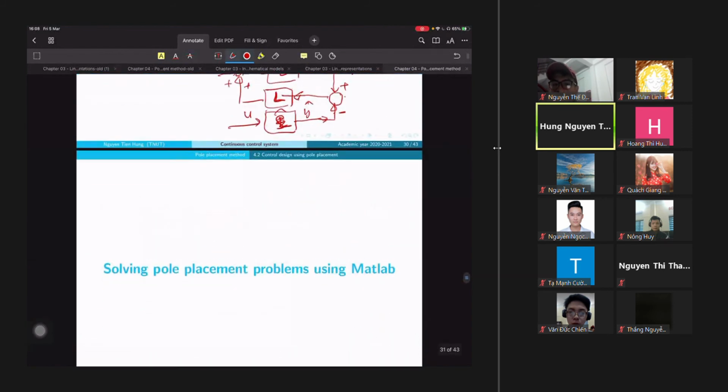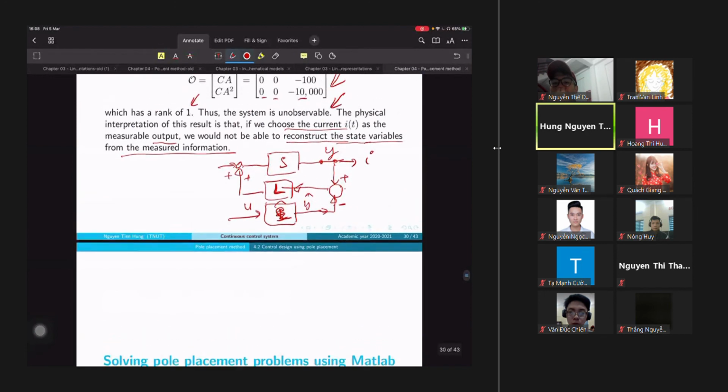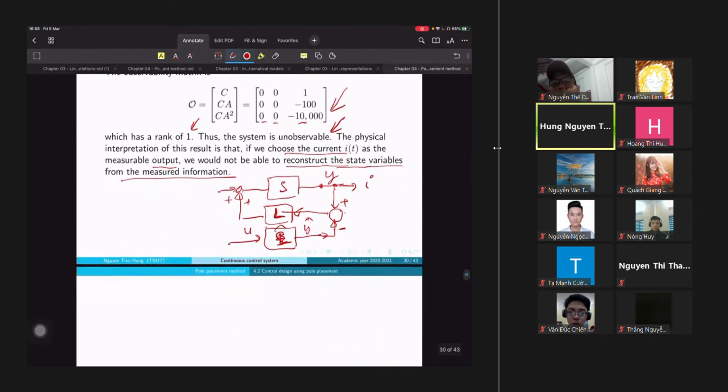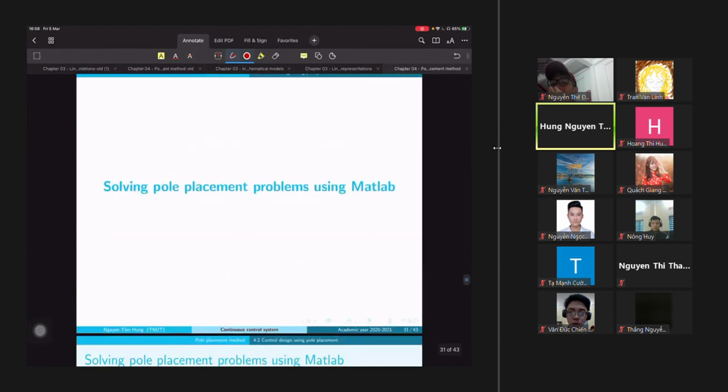So this is the idea of how to do this. But for this example, it is better to investigate the problem using MATLAB, because we would also like to draw the figures of the output response for the system.